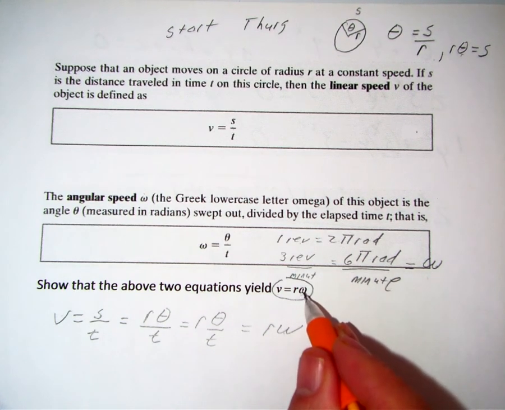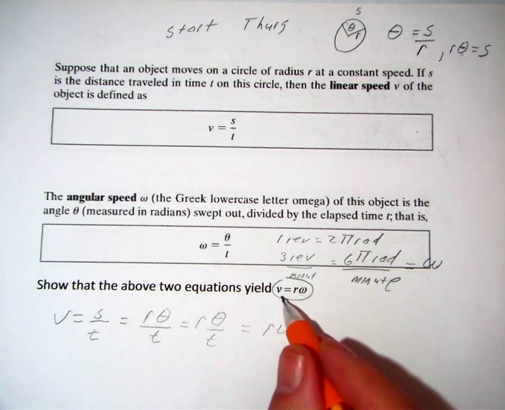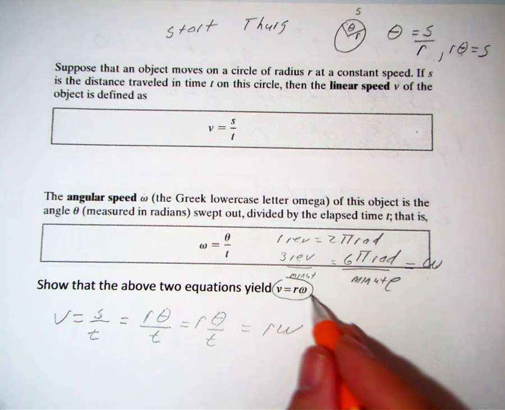Been on a merry-go-round, you know what angular speed is, especially at the top with your girlfriend, right? You want it to go real slow up there, right? Okay, I didn't say that.